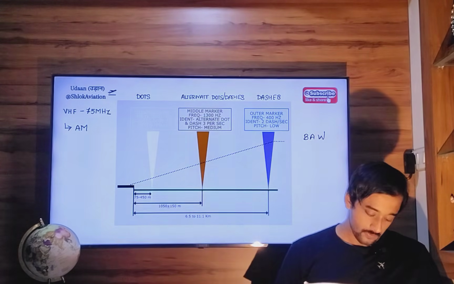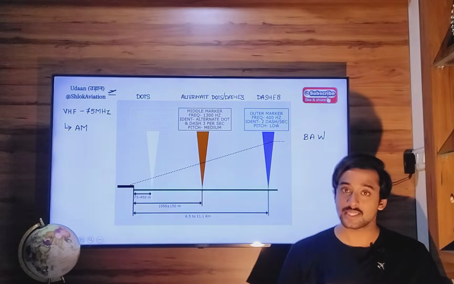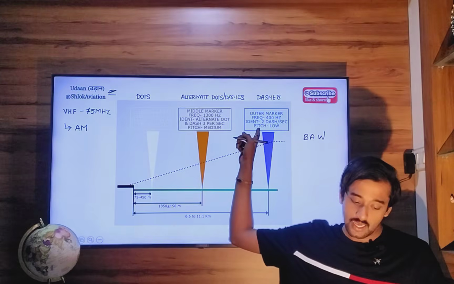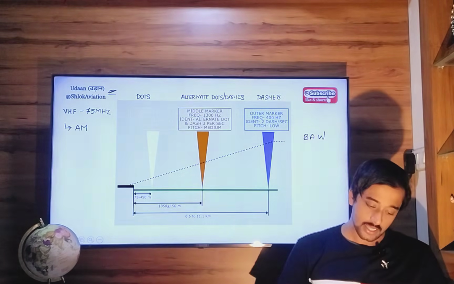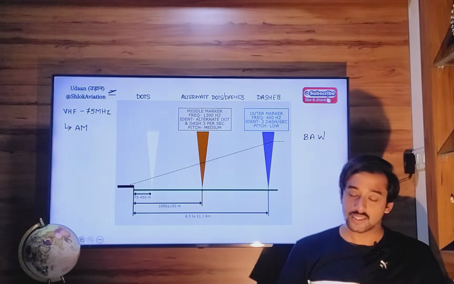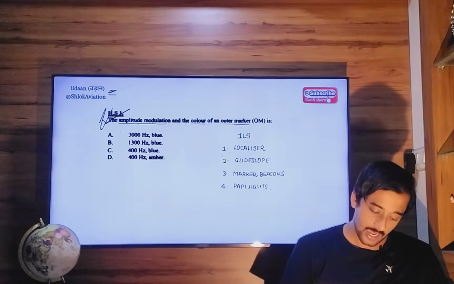So, amplitude modulation of the outer marker: the outer marker is amplitude modulated at 400 hertz, and the color, as you can see, is blue. So the correct answer here is 400 hertz and blue color.